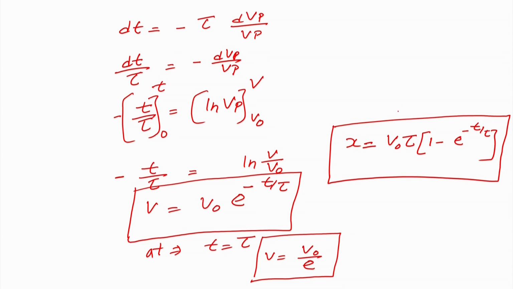And please remember, V naught tau is nothing but the characteristic distance which it will flow in the fluid. So, you will find the position of x with the time, you can find the velocity with the time.